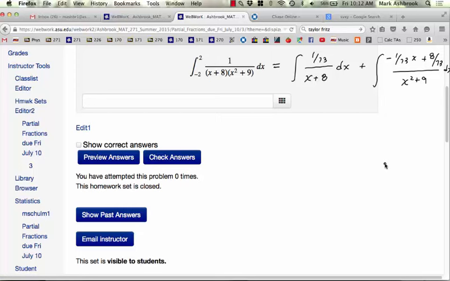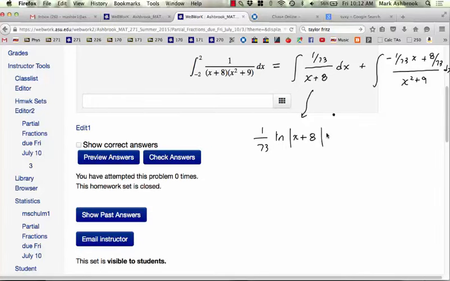So that first integral, easy, 1/73rd natural log of absolute value of x plus 8. So lots of you are forgetting the absolute values on your natural logs. You're emailing me about these problems. And the reason you're not getting it right is you've just forgotten that you need absolute value. So let's just review it. Just reiterate that. Absolute value, x plus 8. WebWork will count it wrong if you don't have that.